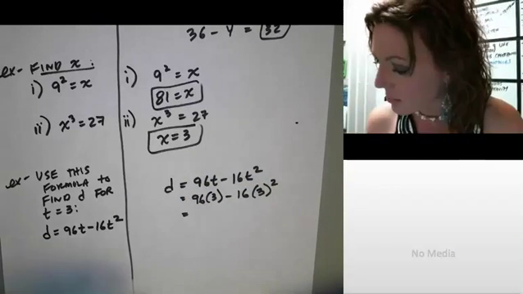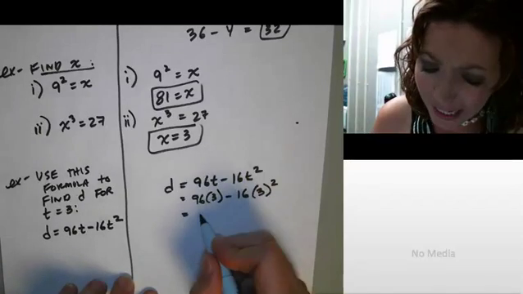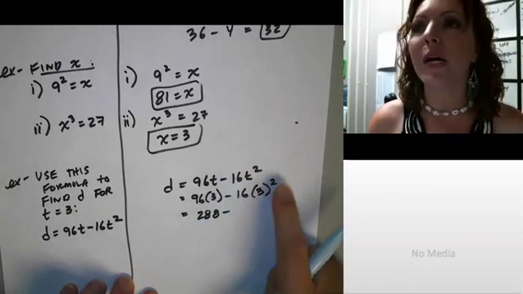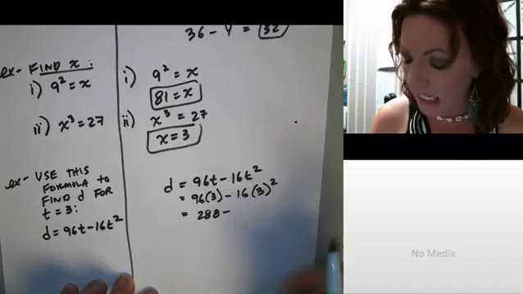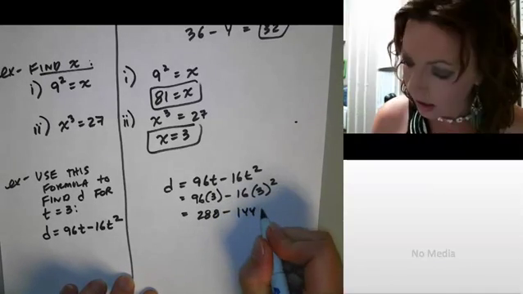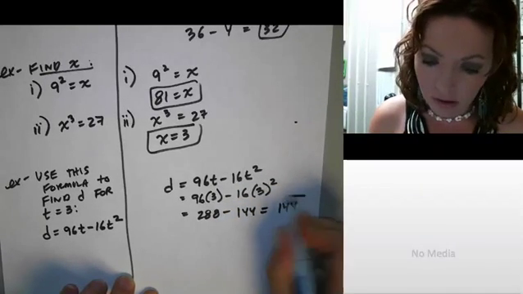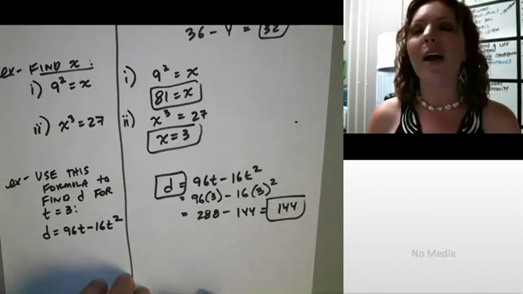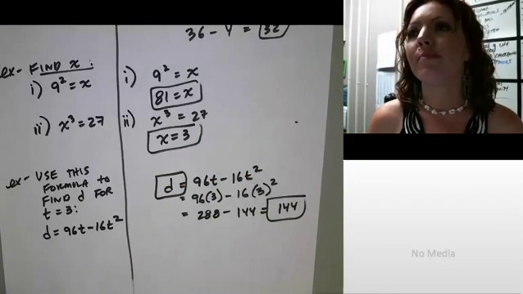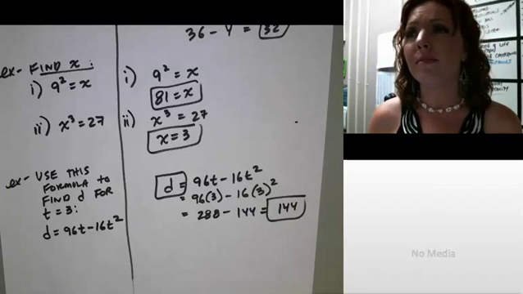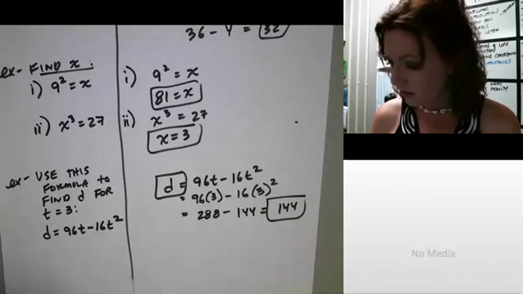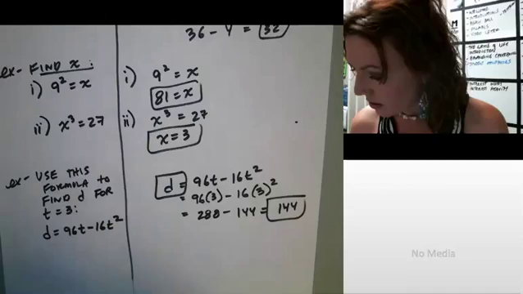So we get 96 times 3, it's 288. 3 squared is 9, and 9 times 16 is 144. So we get 144. All right, how are we doing on questions? Pretty straightforward so far? Okay.